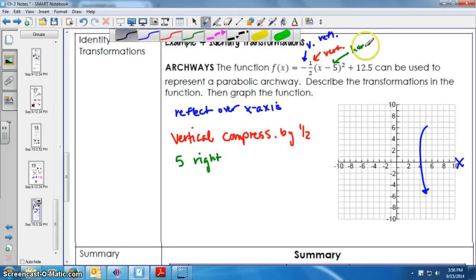And then last but certainly not least, out here is vertical movement, and that would be moving us up or down, and since it's a positive or a plus, it would be 12.5 moving us up. So that's what all those parts are, putting them all together from both days. So if we were to graph it, we could look at the vertex here as being (5, 12.5). So (5, 12.5) would be our vertex, which again goes off the graph up here, and then it would be that reflection of a quadratic or the U shape that would be upside down if we were to graph that.